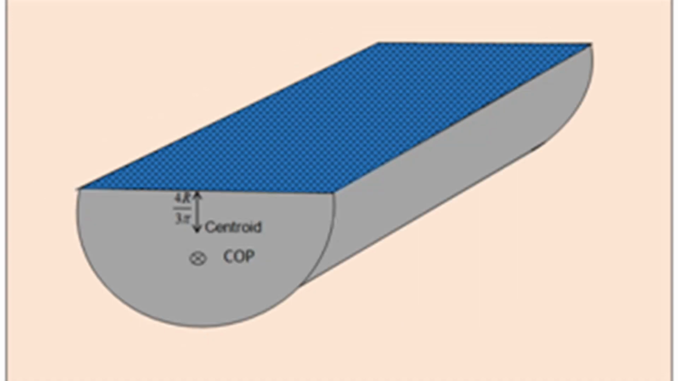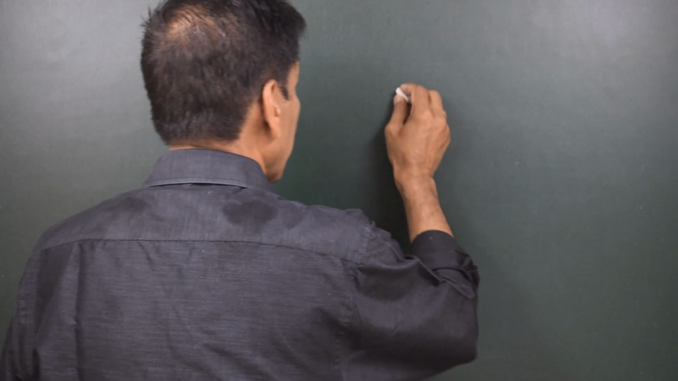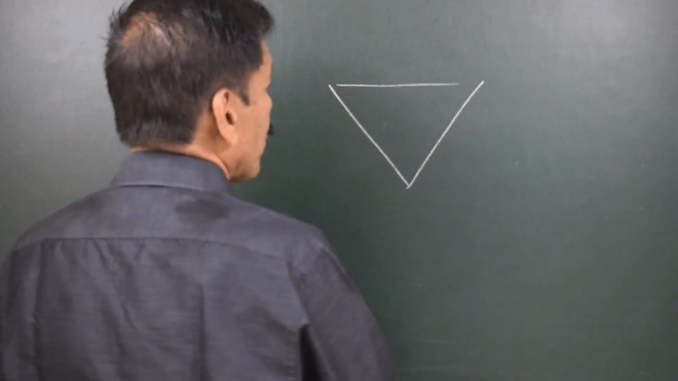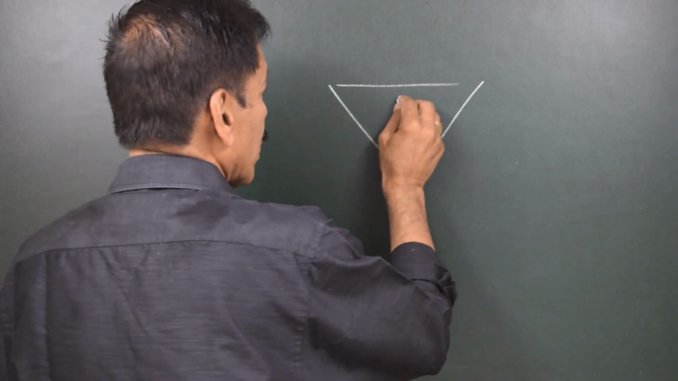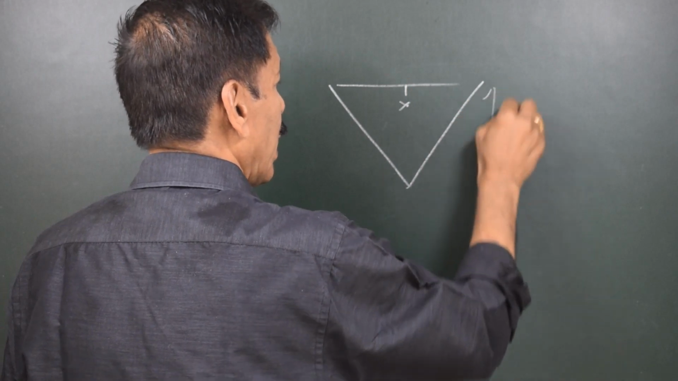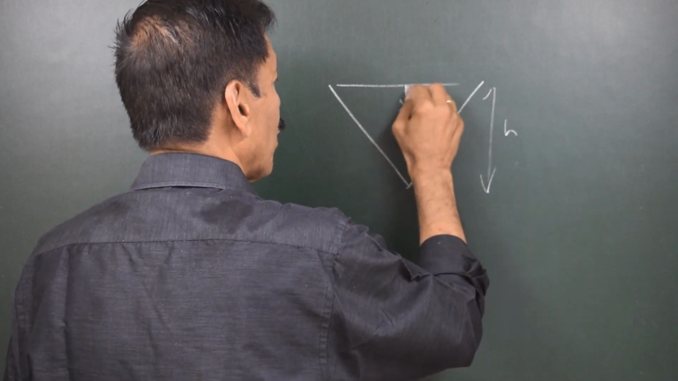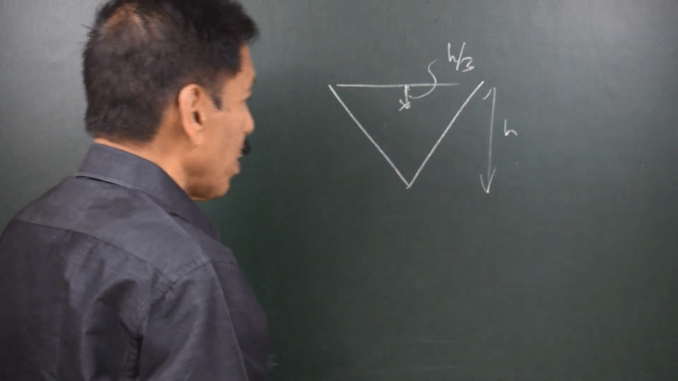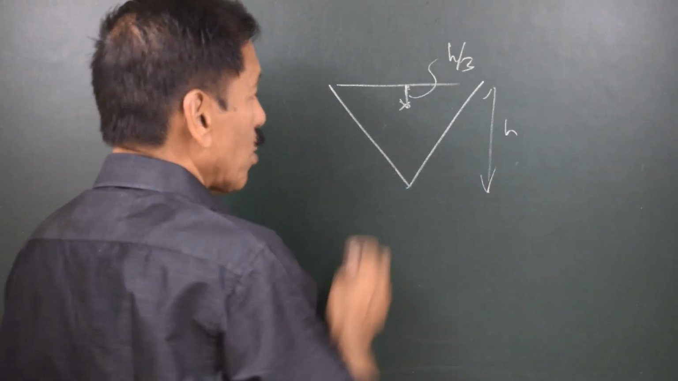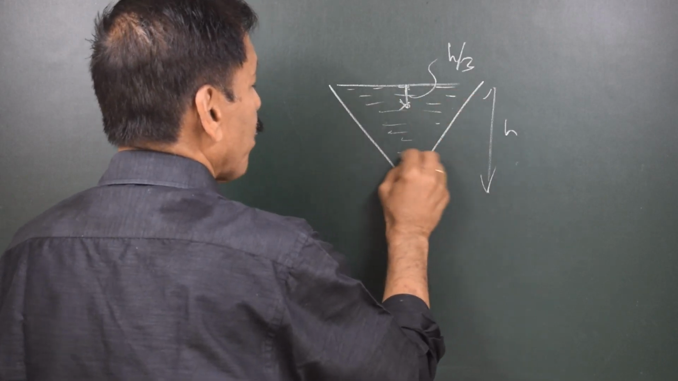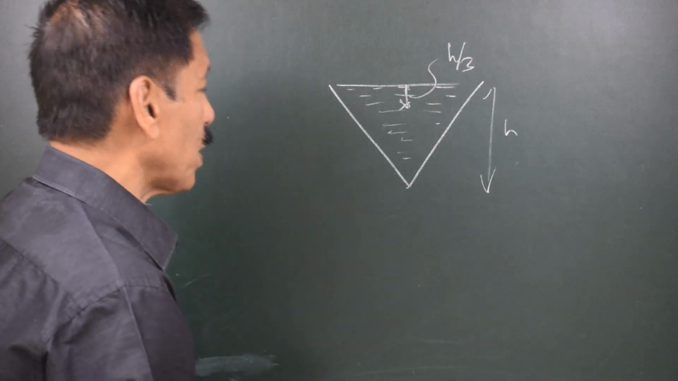Now we are going to look at two more shapes. To start with, the triangular shape. Suppose there is a bulkhead of shape like this. We know that the centroid, suppose this height is h, the centroid of a bulkhead is h by 3 from the base. But let us find out where the center of pressure would be in case the other side of the bulkhead is full of liquid.